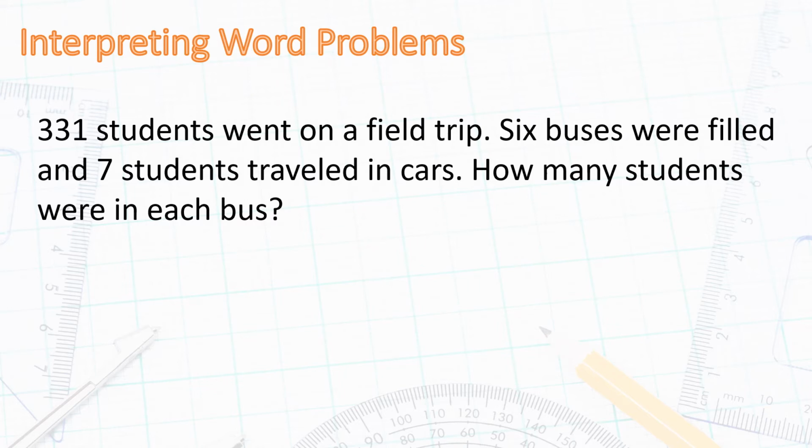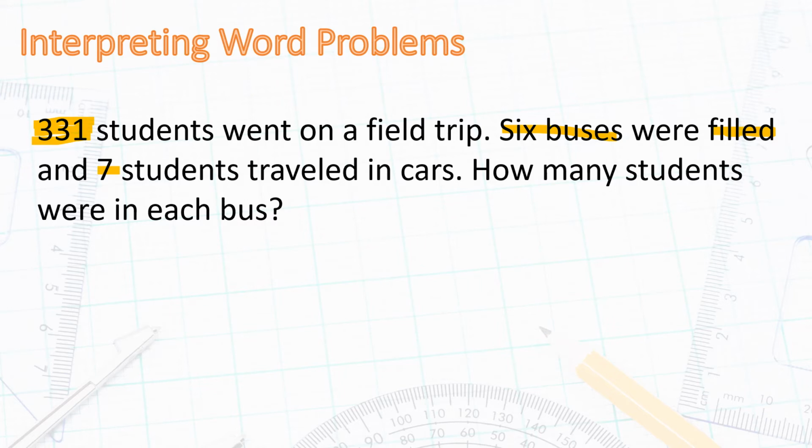All right, 331 students went on a field trip, 6 buses were filled, and 7 students traveled in cars. How many students were in each bus? So now this is more like what we're doing in class. 331 students total. We had 6 buses that were filled, so there are no remainders or empty seats, and 7 students traveled in cars, so they went without a bus. How many students were in each bus?